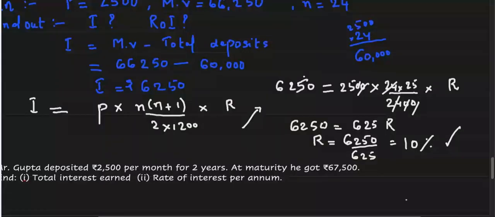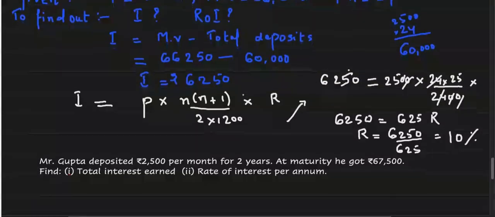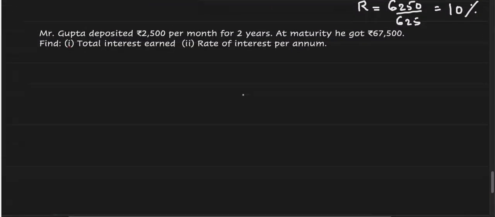So this is the second answer. Got it? So first one, what was the interest? 6250. Second, what is the rate of interest? That is 10%. Both the answers are done. I hope this is clear to you guys. Okay, moving on to the next problem.